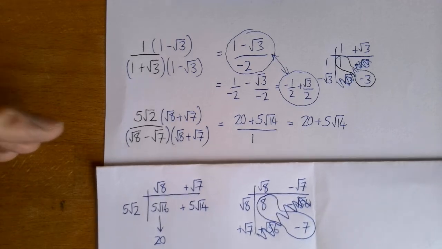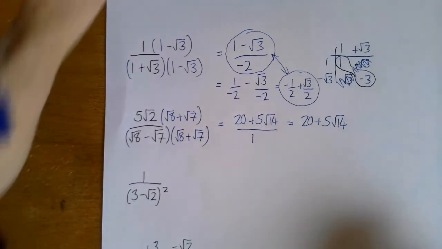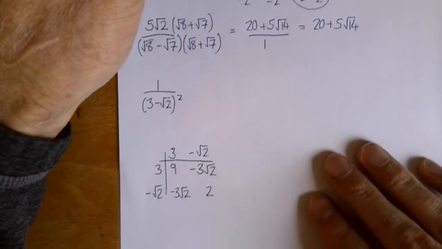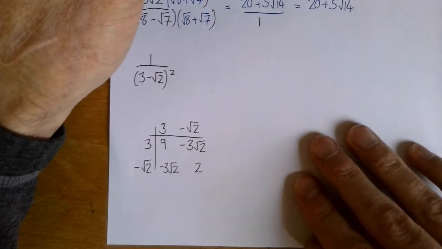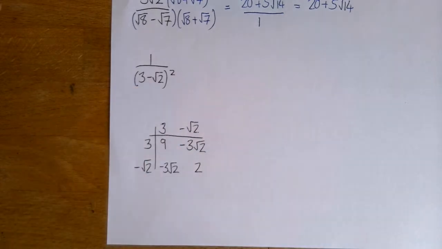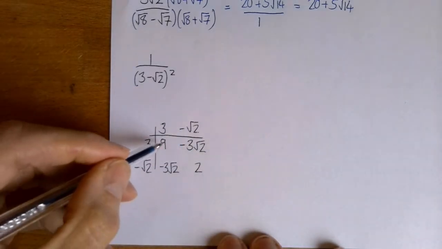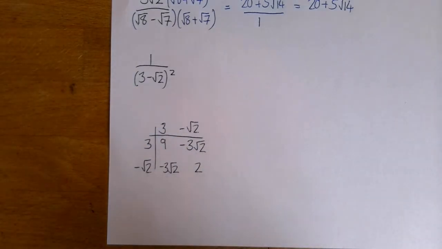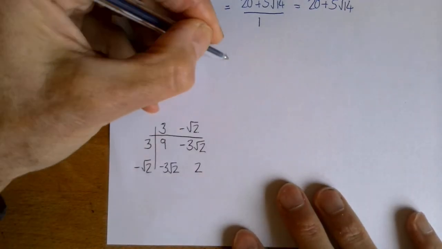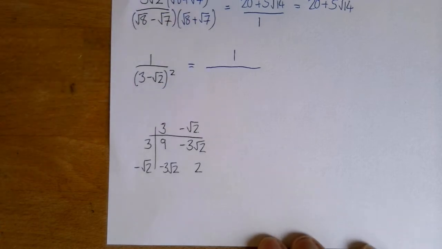Okay, third example. We're being asked to rationalise this expression. So before I can do anything, I need to multiply out the denominator. This isn't rationalising, I haven't got to that stage yet. I've just multiplied out that denominator. So the numerator is just 1.